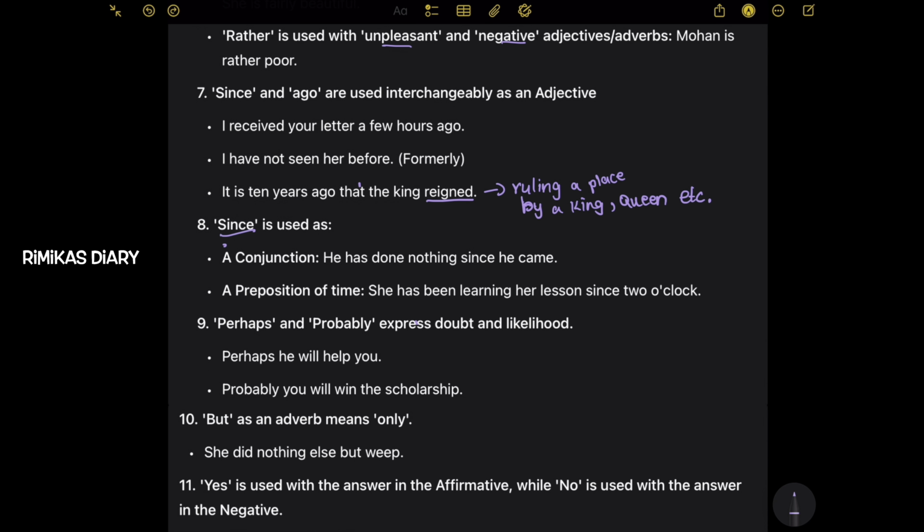Since is used as a conjunction. So since is used as a conjunction and preposition of a time. He has done nothing since he came. So here conjunction is like when you join two words or two sentences. So here he has done nothing is sentence 1, he came is sentence 2, and since is used as a conjunction, so it connected two sentences, so sentence 1 and sentence 2. A preposition of time. She has been learning her lesson since 2 o'clock.